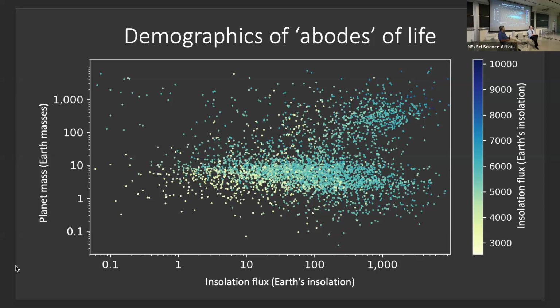This is taken from the Exoplanet Archive a few days ago. On the x-axis is the amount of flux that a planet receives relative to Earth's flux, and on the y-axis is the mass of the planet in Earth masses. So Earth is at 1,1, and the points are colored by the temperature of the host star. So if you jump to the next slide, thank you.